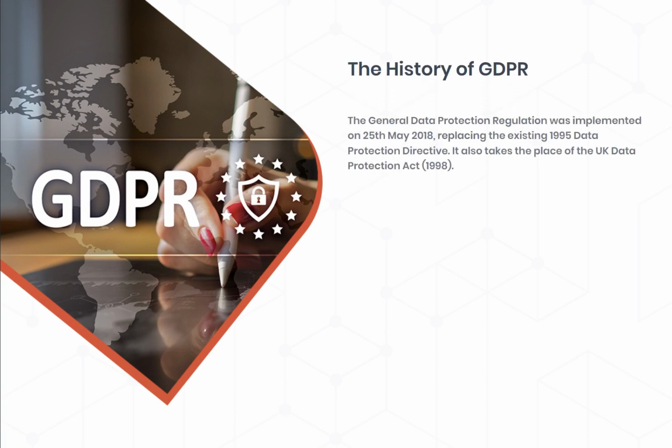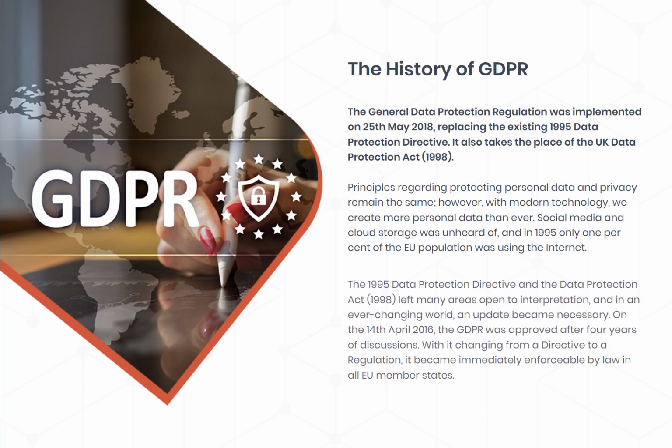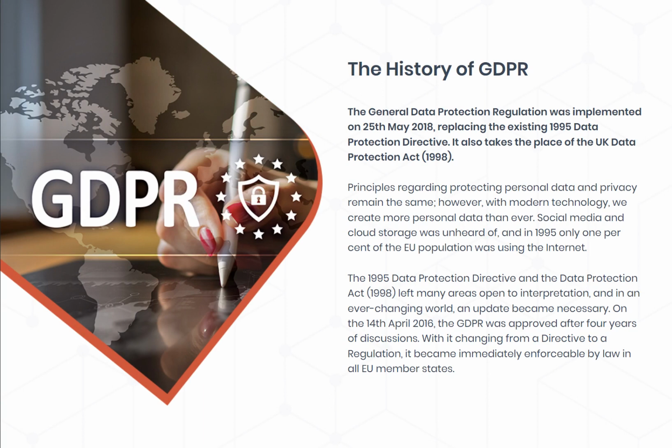The history of GDPR. The General Data Protection Regulation was implemented on 25th of May 2018, replacing the existing 1995 Data Protection Directive. It also takes the place of the UK Data Protection Act, 1998. Principles regarding protecting personal data and privacy remain the same. However, with modern technology, we create more personal data than ever.